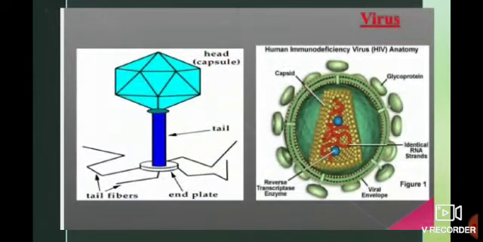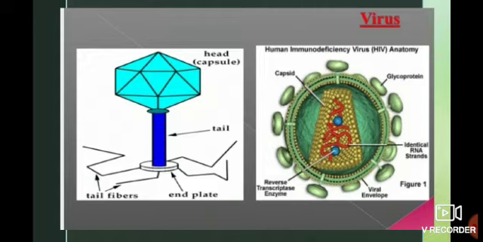Next, the viruses I told you about have different types of body structure. This is one example: the virus has a head and a tail region, the tail has some fibers, and lastly there is an end plate.